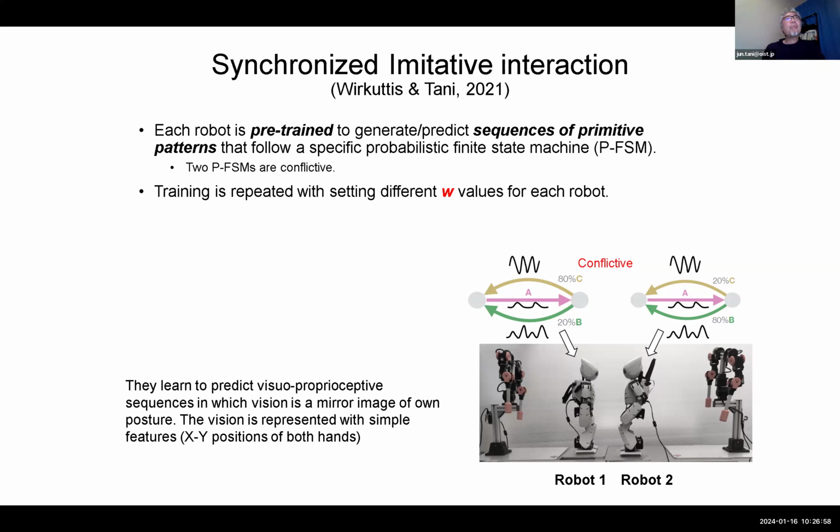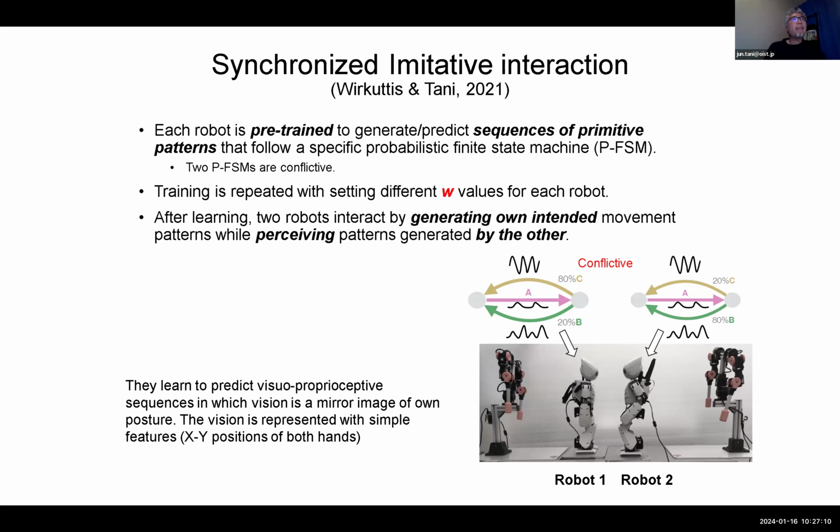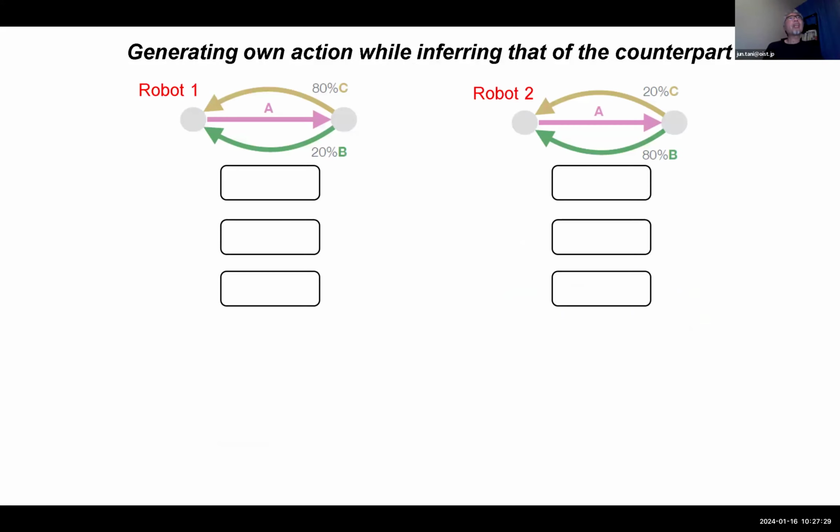The training is repeated with different W values set for each robot, so we tried different combinations of W for the two robots. After learning, the two robots interact by generating their intended movement pattern while perceiving the pattern generated by the other. The movement pattern generation is done by coupling the two robots in the following manner. So this is robot one, robot two.